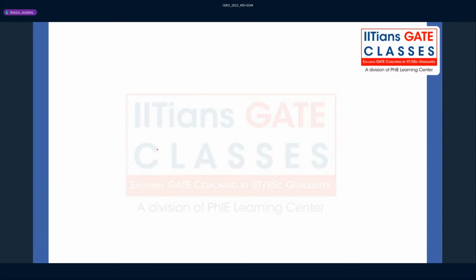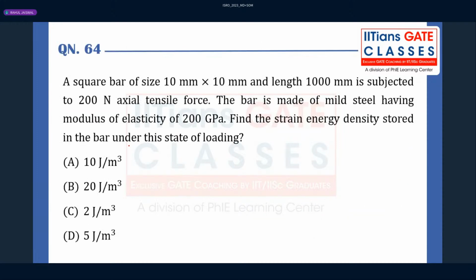Now, moving on to the next question, question number 64. We have a square bar of size 10 by 10 mm and length 1000 mm, subjected to 200 Newton axial tensile force. The bar is made of steel having a modulus of elasticity of 200 gigapascal. Find the strain energy density.